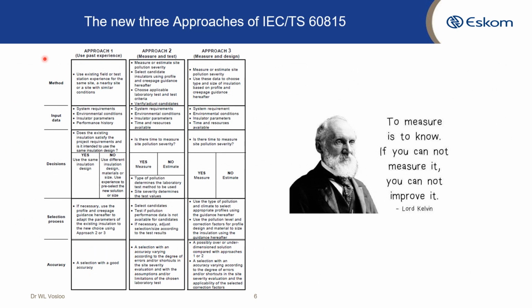The three new approaches of 60815. Well, approach one is to use past experience. So you would go and take a look at existing field or test station experience for the site or a similar site and use that to do your insulator selection. In approach two, you would go and measure, or estimate, but we really recommend measure, the site pollution severity level. Go and select candidate insulators.